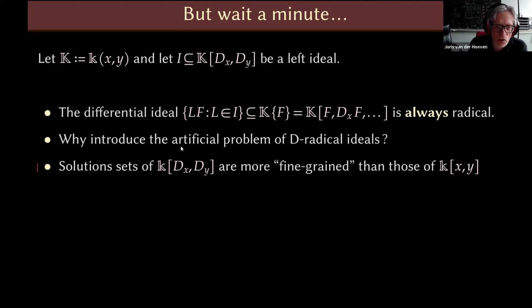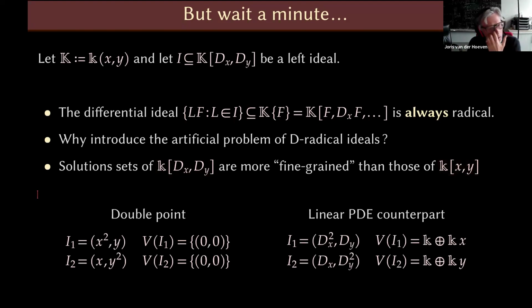Somehow the solution sets of these linear differential operators are more fine-grained than our geometric understanding in terms of point sets. For instance, let's look at the double point. A double point at 0 could be something like the ideal generated by x squared and y, but also x and y squared. In both cases, when you want to depict this on a plane, it would be the point (0, 0), which you count double somehow, but you don't see how to count it double.